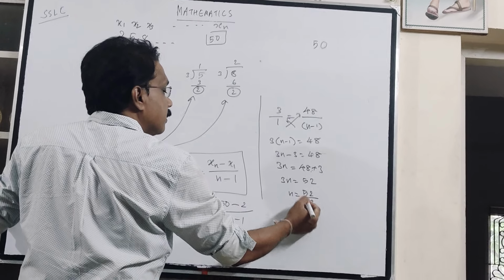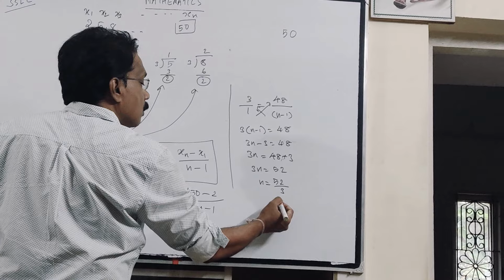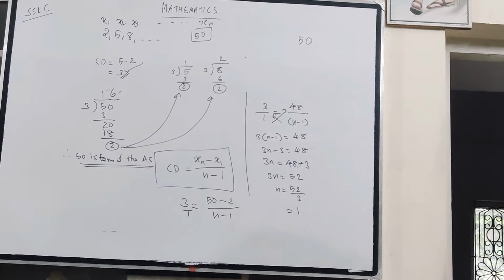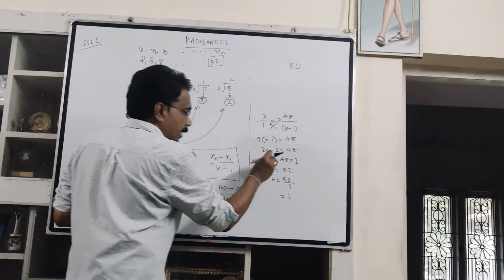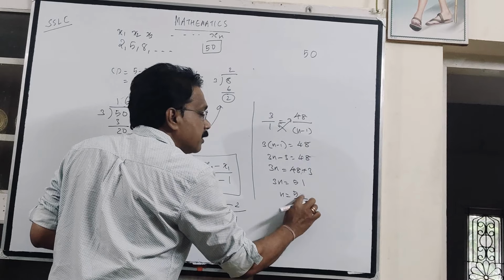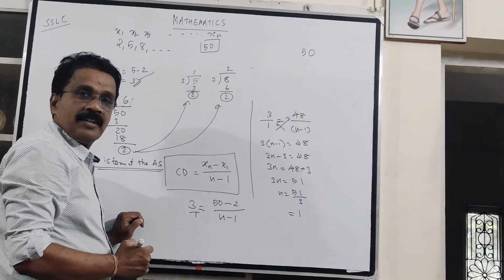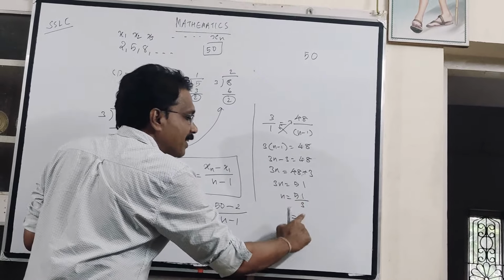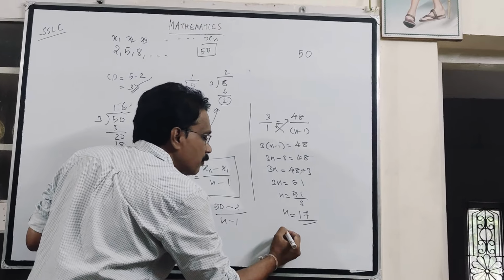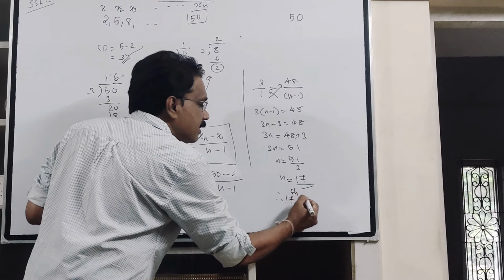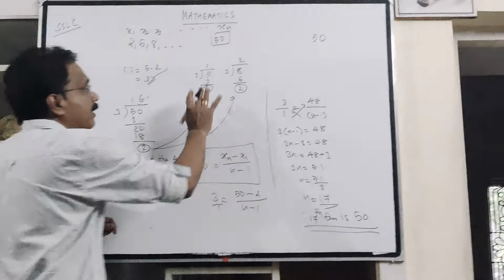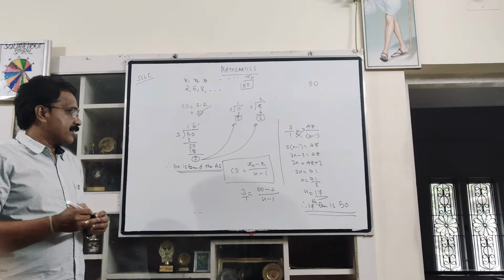Slight mistake is there. What is 48 plus 3? It is 51, my mistake. So 3n equals 51. 51 divided by 3: 5 divided by 3 is 1 times, then 21, 7. Therefore, n is 17, the 17th term is 50. Is it clear?